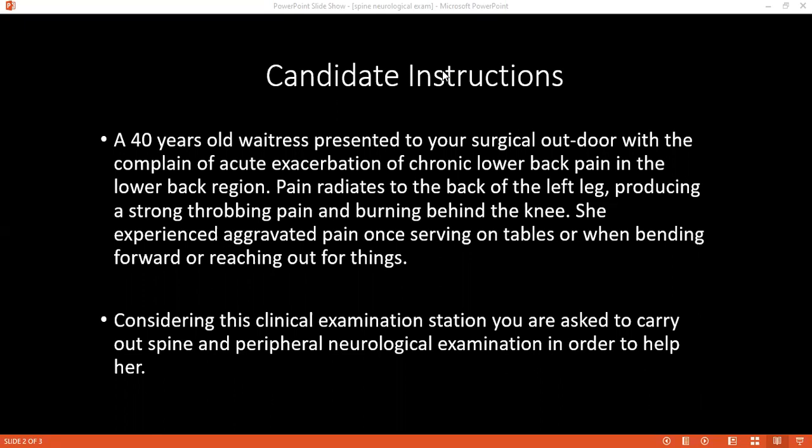How would you confirm your diagnosis? Ma'am, I will investigate the patient with an MRI of the lumbosacral spine and an X-ray of the lumbosacral spine.